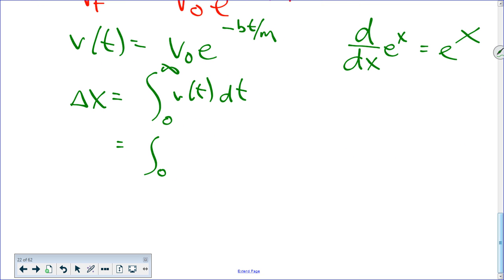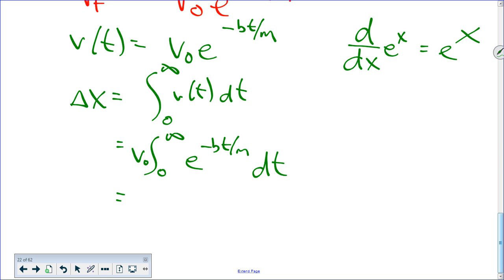So we want the integral from 0 to infinity of, I'm going to pull my v naught out because it doesn't affect anything, e to the negative bt over m dt, right? Yes? Sorry? The answer is v naught, right? I don't know because I haven't done it yet and I don't have my notes sitting in front of me. Yes, but you might be right. No, you're not quite right. You're missing one little thing. You're warm, though.